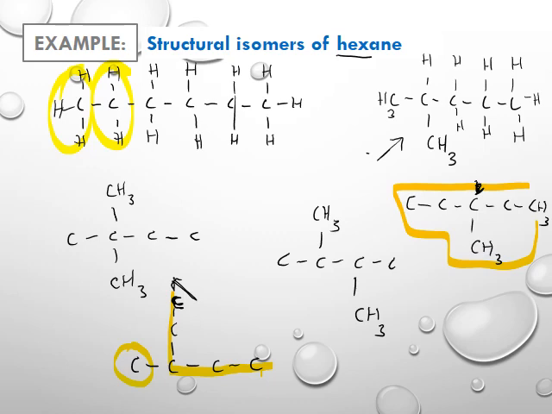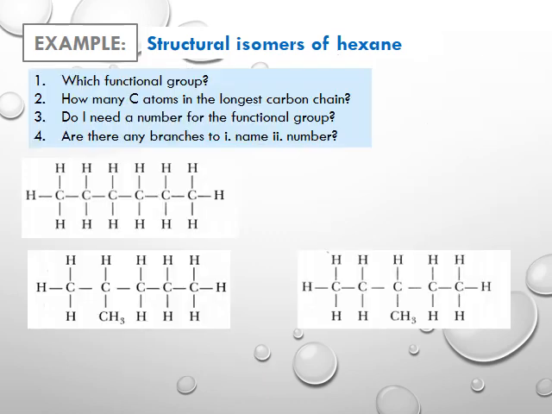Okay, let's go on to naming them now. So this I've just taken from the internet, the diagrams, just to make it all a little bit clearer. Now, functional group is ane, so I could start straight away by writing ane. So I'm going to follow my questions through. How many carbon atoms in the longest carbon chain? Question 2, 6. So that gives me hex. So hexane. Do I need a number for the functional group? No. Are there any branches to name or number? No, for this one. Okay, so we've got hexane straight away.